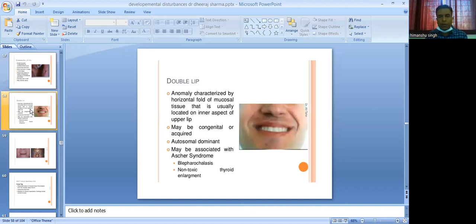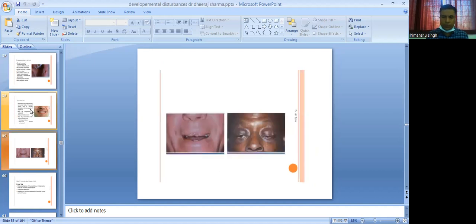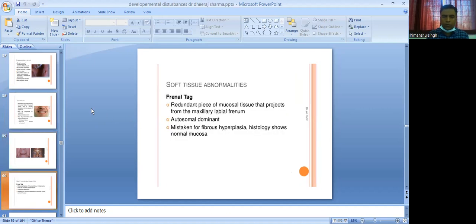Double lip is an anomaly which is characterized by a horizontal fold of mucosal tissue that is usually located in the inner aspect of the upper lip. It is usually a congenital or acquired autosomal dominant condition. It may be associated with Ascher syndrome, which is characterized by double lip, blepharochalasis, and nontoxic thyroid enlargement. As you can see in this photograph, it shows the thickening on the inner aspect of the lip, and the second one shows the drooping of the eyelids.